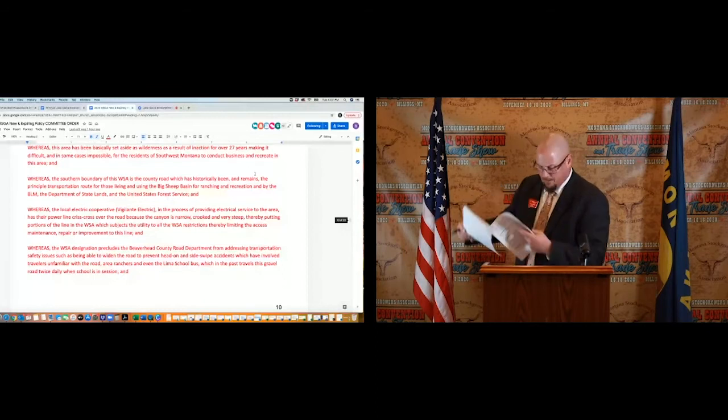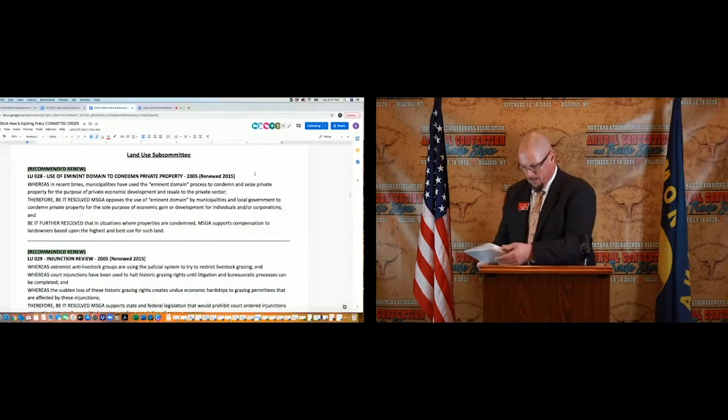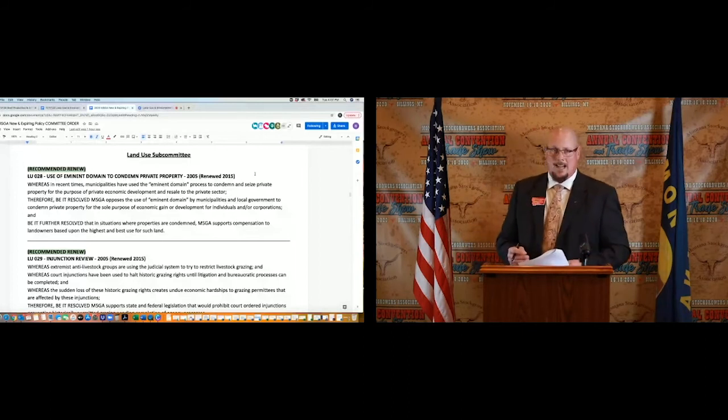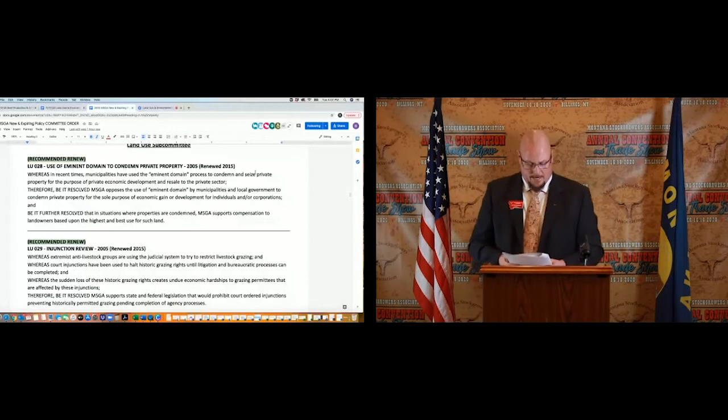We're going to start with resolutions that we have for recommend renew. We have a list of those. Again, we're going to go through these en masse. If you would like one set aside, please give us the number in the text box on your chat and we will pull that aside. Otherwise, we're going to read through these, vote en masse.